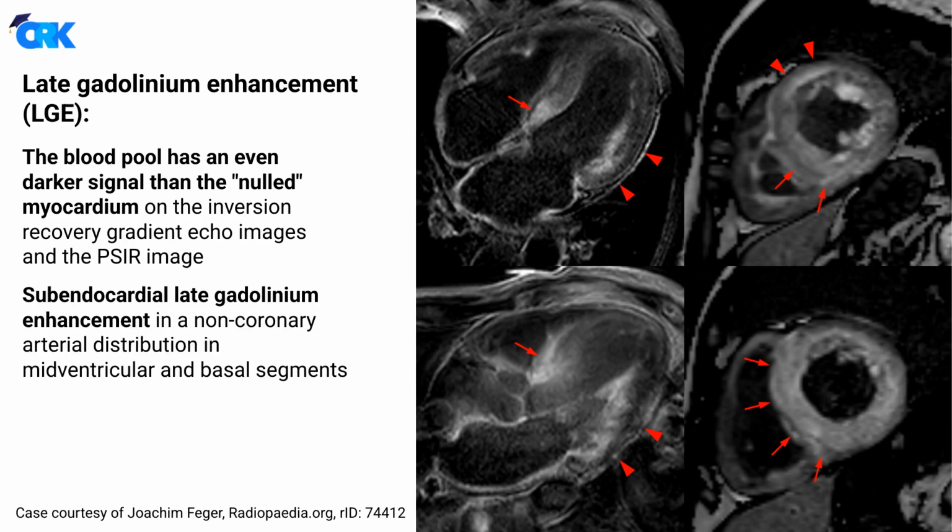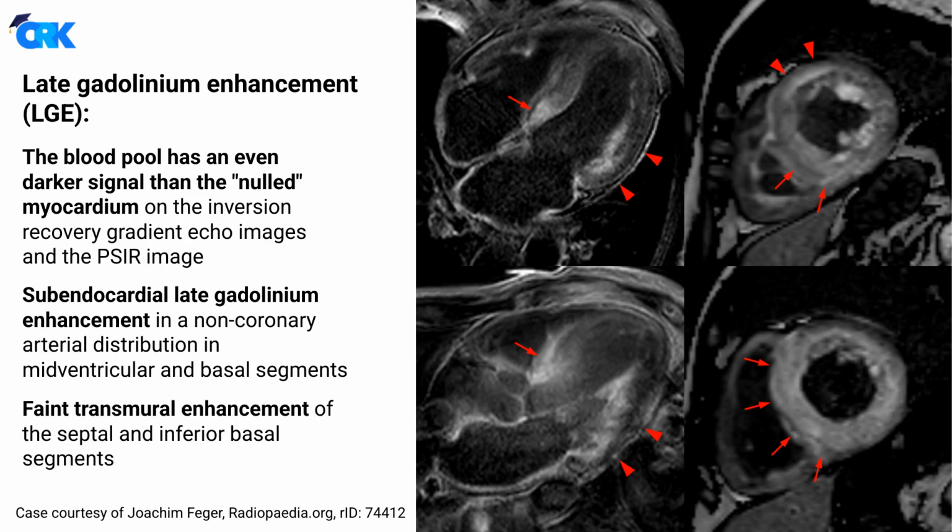There is subendocardial late gadolinium enhancement in a non-coronary arterial distribution, red arrowheads, in mid-ventricular and basal segments, and faint transmural enhancement of the septal and inferior basal segments, red arrows.